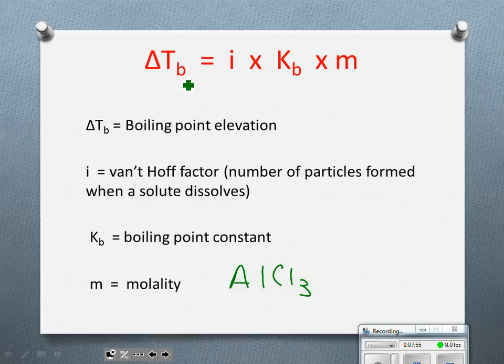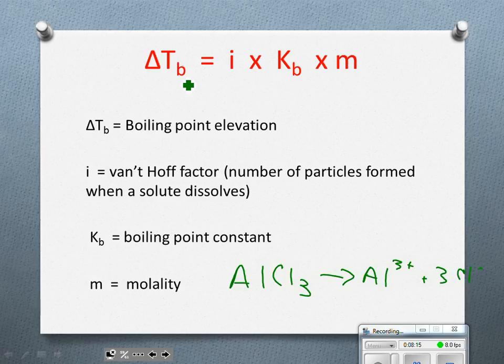What's Van Hoff's factor going to be for that? 4. How'd you get that, Kyle? It's going to be Al 3 plus 3 Cl minus. 3 and 1 is 4, right?